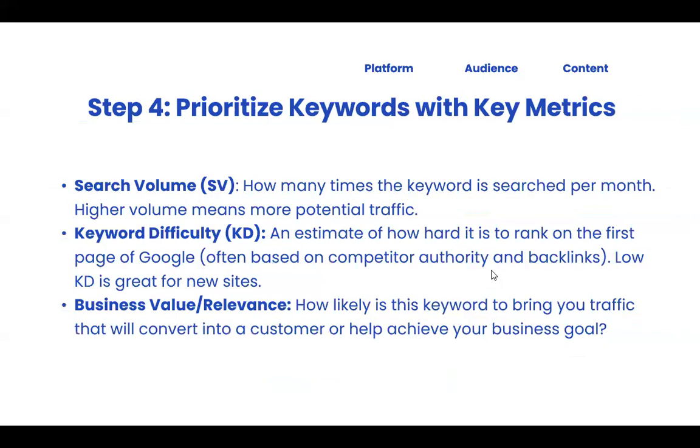So let's continue. Step 4 is to prioritize keywords with key metrics. This is where search volume comes in. Like I said, you need to look at search volume. We'll look at all this tomorrow. Search volume is how many times the keyword is searched per month. Higher volume means more potential traffic. Low volume means there's no traffic. So if people are not asking you a question with regards to your content, remember that the SEO tool told you that the search volume is very low.